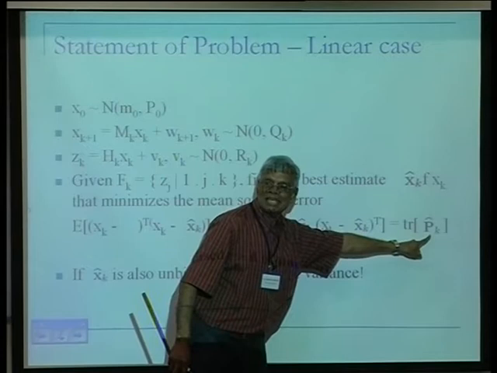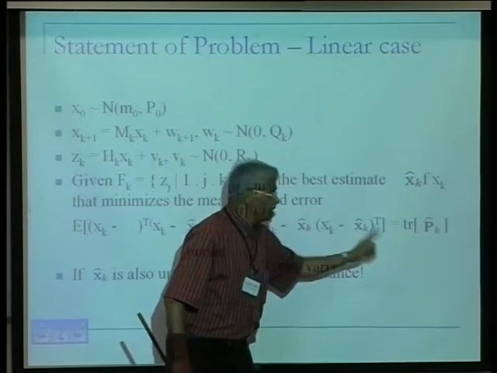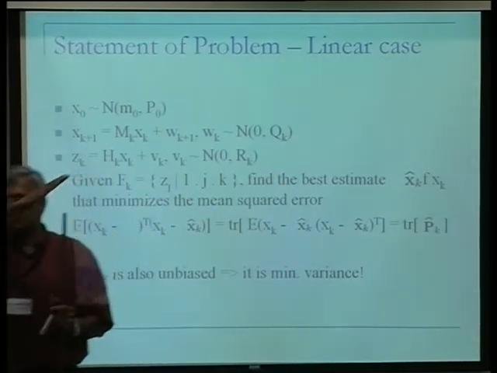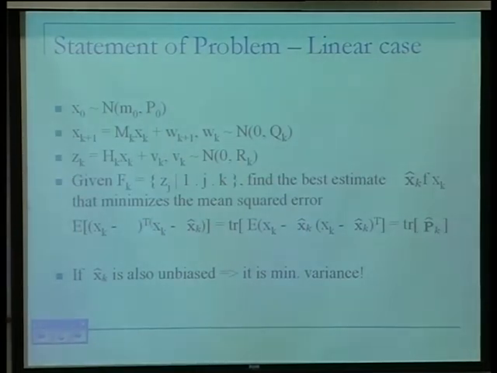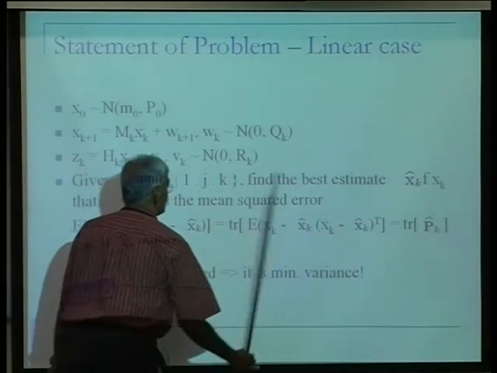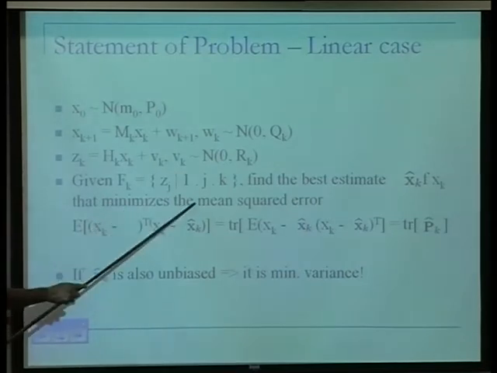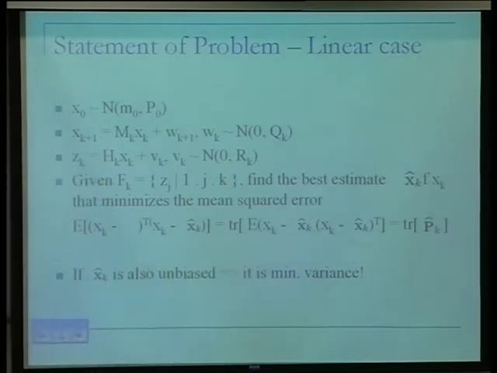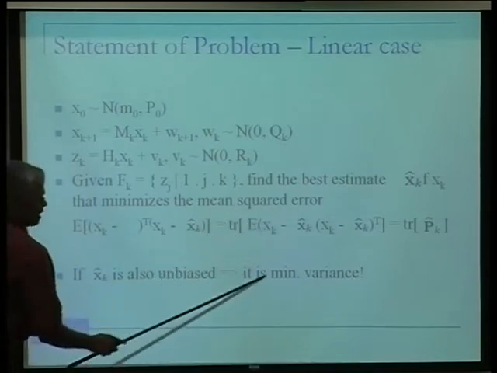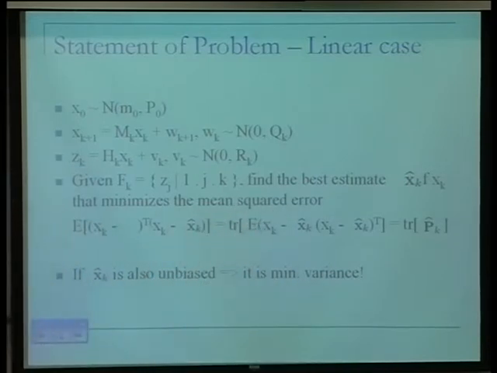What is that? That is the covariance of the estimate. The covariance matrix has diagonal elements, all variances. So this is the total variance. So minimizing the mean square error is minimizing the variance. If x hat is an unbiased estimate, this mean square error also becomes the minimum variance.